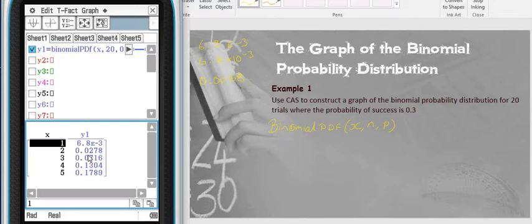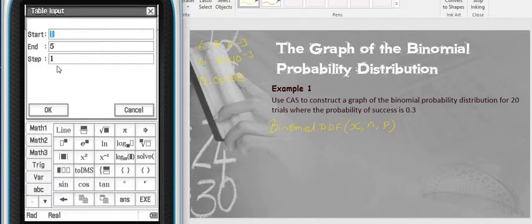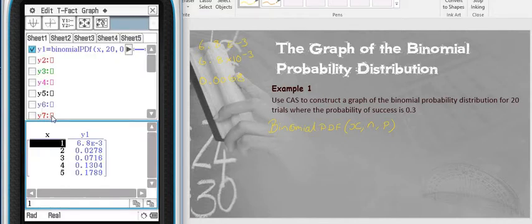So to extend the table, we come up here, we click this button with the x's and the y's. We start at 1. In this case, we want to end at 20. Our step is still 1. We're going up by 1. And we now have all of our different values here. Okay, and we can see that they do start getting quite low towards the end, which makes sense.